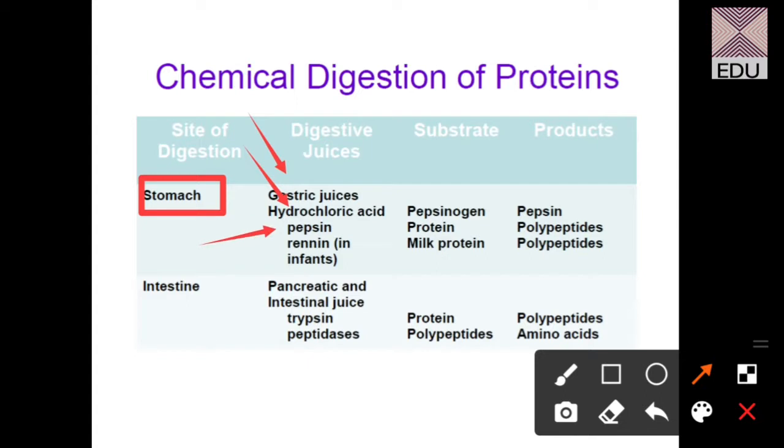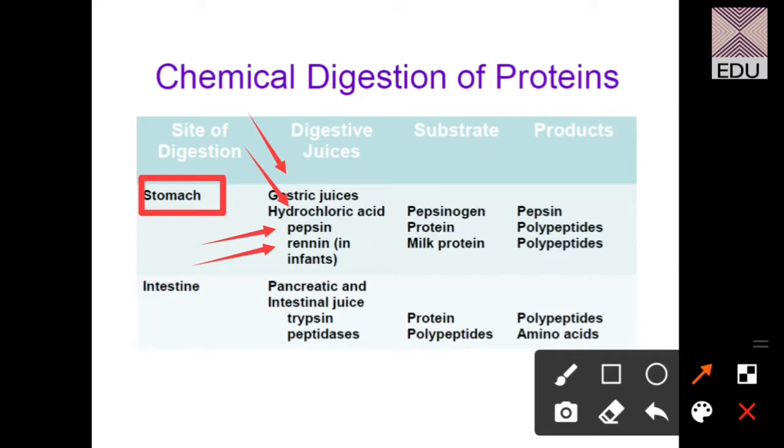So that is also produced by the stomach. Then we have the renin. So renin is produced only in the infants, but it stops to be secreted in the case of adults. So here we have the pepsin.